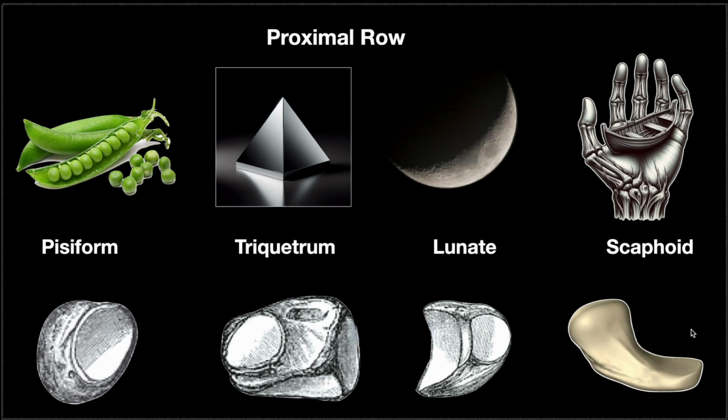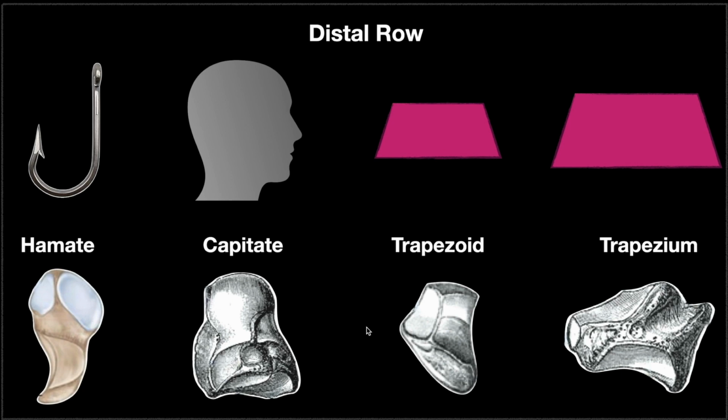Now we are looking at the distal row, again from medial to lateral. The hamate bone, in Latin, is called os hamatum. The term hamatum is derived from the Latin word hamus, which means hook. The hamate bone's distinctive feature is a hook-like process that protrudes from its palmar surface. This hook is known as the hamulus, and it serves as an attachment point for various ligaments and tendons.